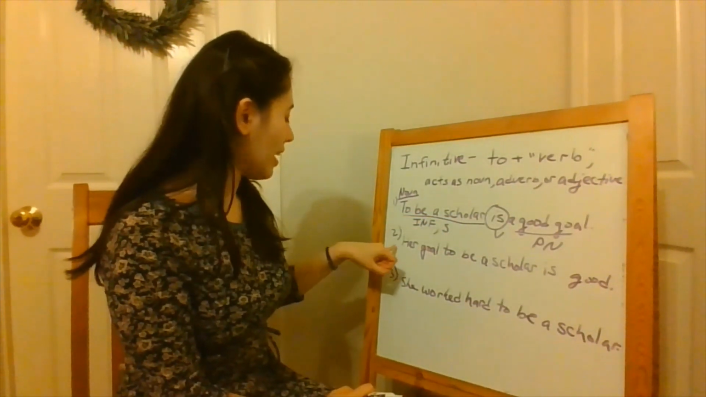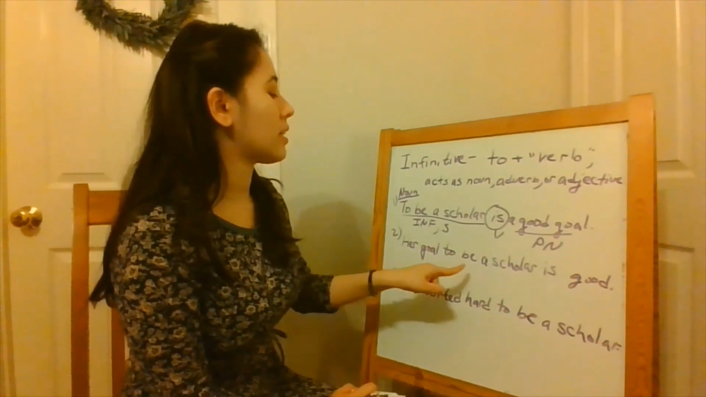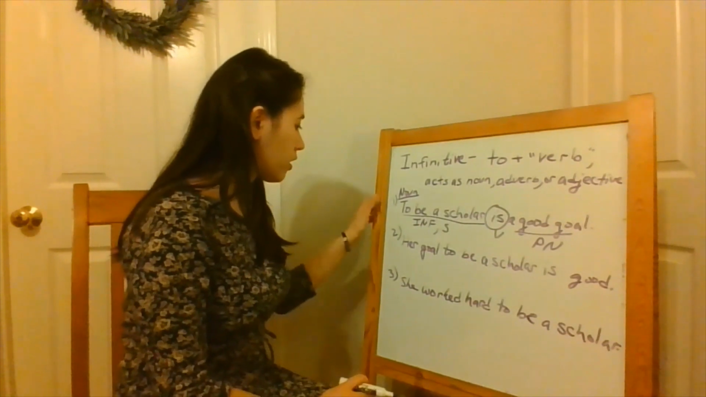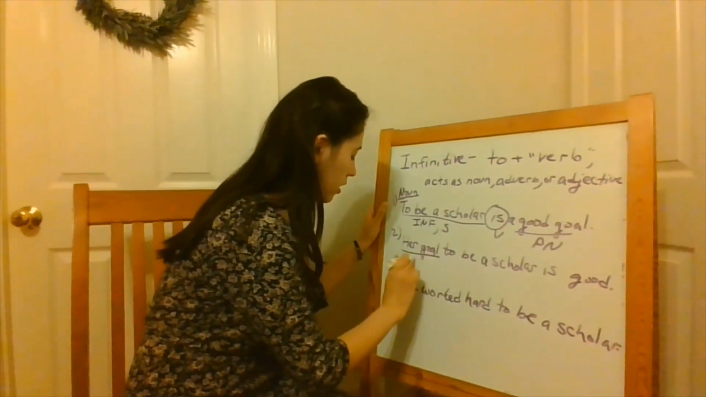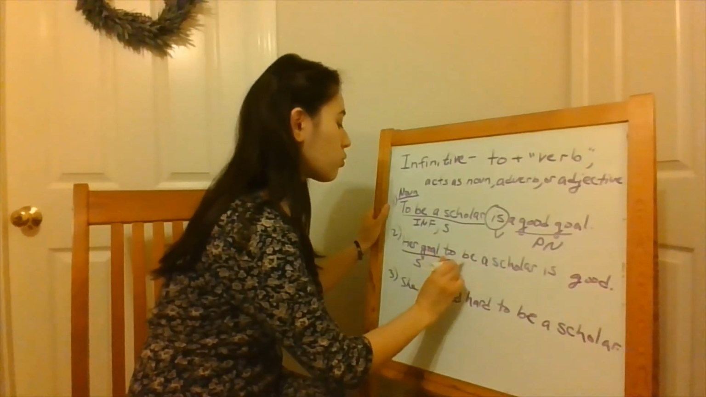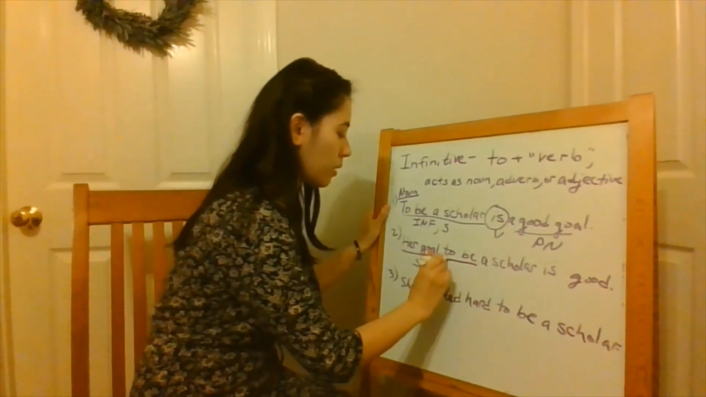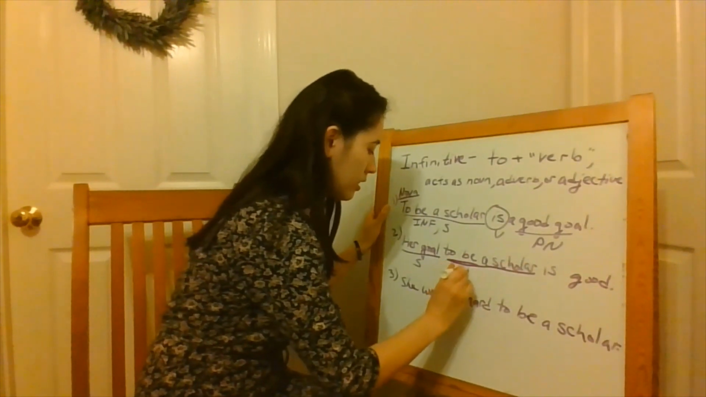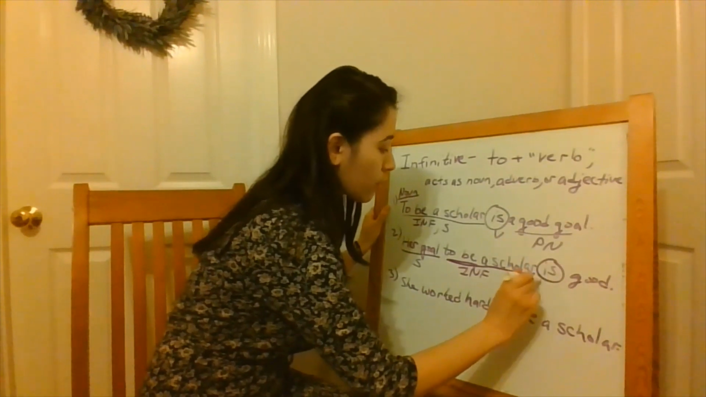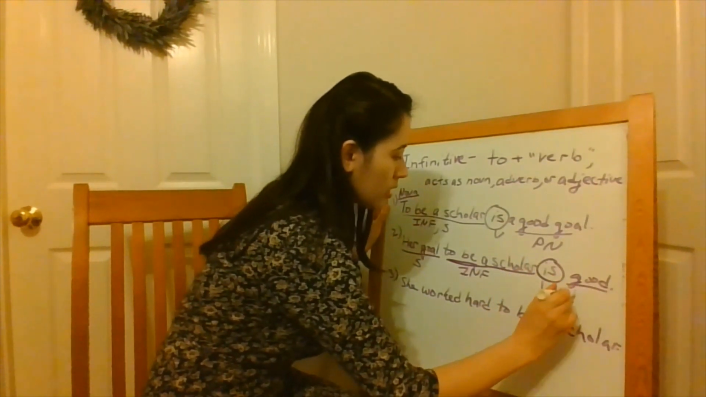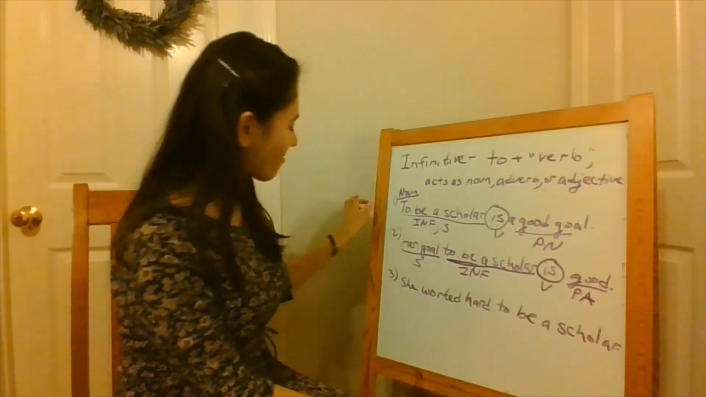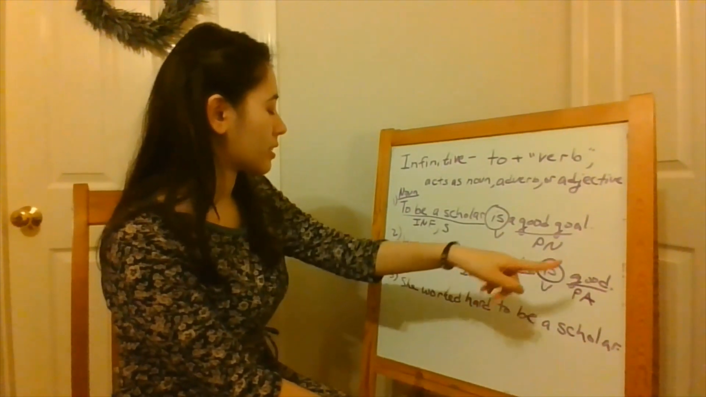Next, we have, her goal to be a scholar is good. So we have her goal, which is our subject, and then to be, that's an infinitive, so to be a scholar is our infinitive phrase, is our verb, and then good is our predicate adjective. So her goal to be a scholar is good.